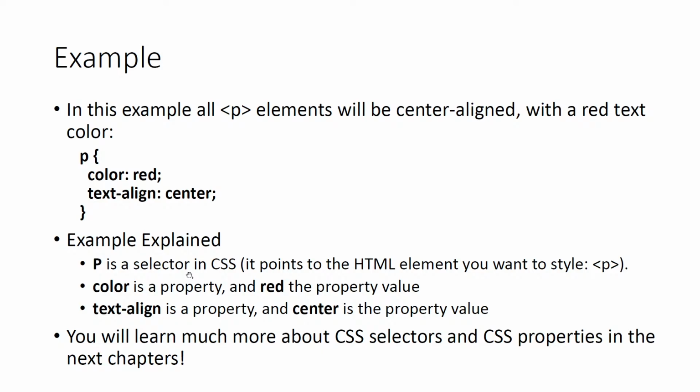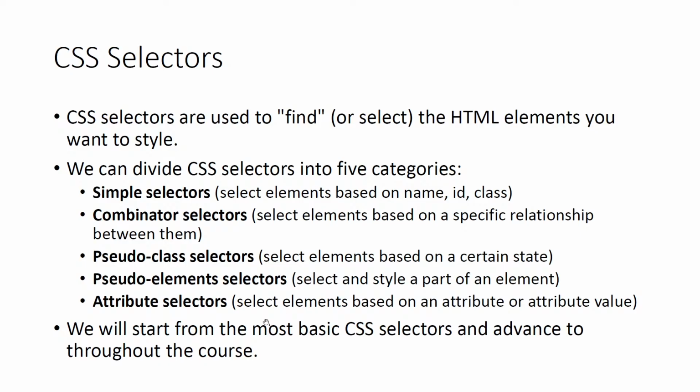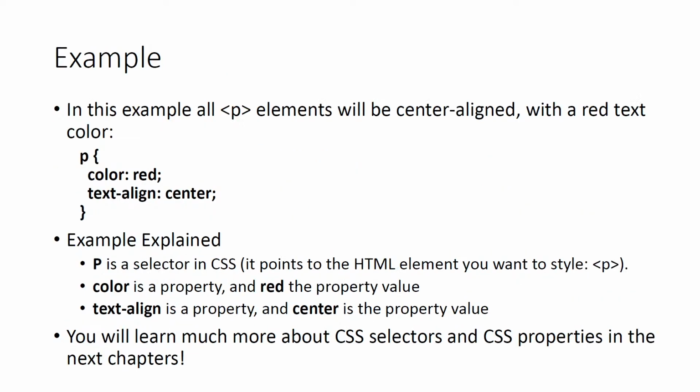So just to explain this again, P in this case is our selector, color is one of the properties, and red is the value of that particular property. Then the second one is text align, which is also a property, and center is its value. Okay, so let's run through the different selectors which we have in CSS, and later on we shall come to examples of how we can place them. Maybe before we do that, we probably may be interested in knowing what this coloring is.